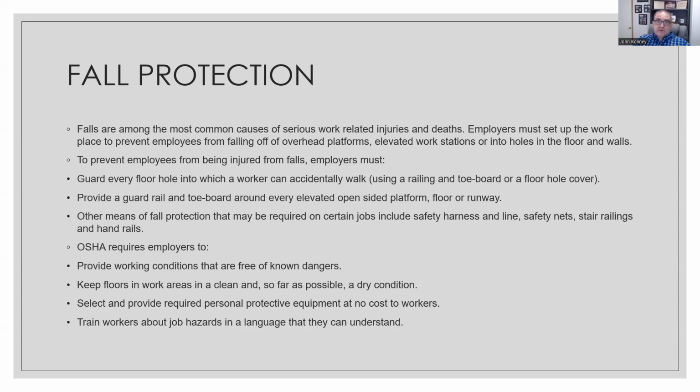Remember, everyone is responsible for what they're going through. You can use railing or toe boards or floor hole covers, cover them completely with plywood, and you have that safety over your roof openings. Provide a guardrail or toe board around every elevated opening, side platform, or runway. So again, you cannot have any openings without them being barricaded around or covered completely. Other means of fall protection that may be required on certain jobs include safety harnesses and lines, safety nets, stair railings, and handrails. So there's multiple ways that we'll be discussing that you can go through using.